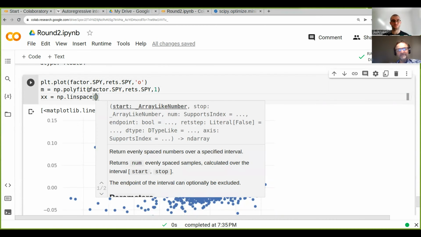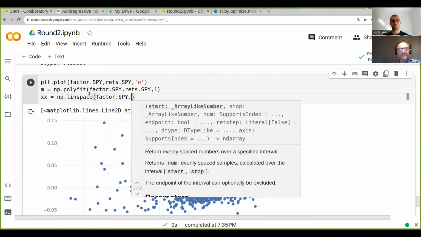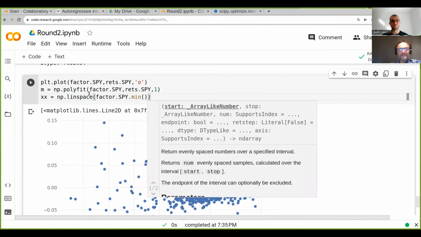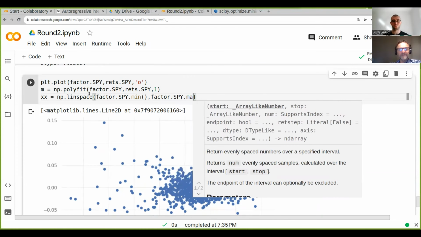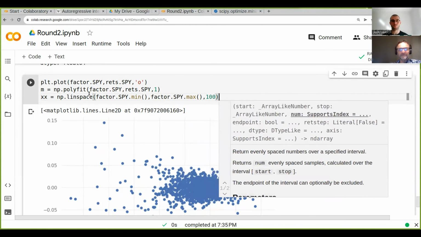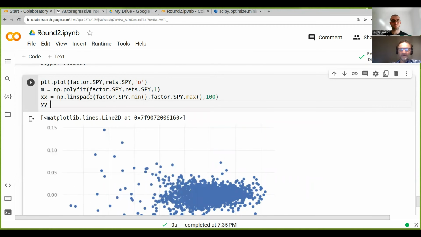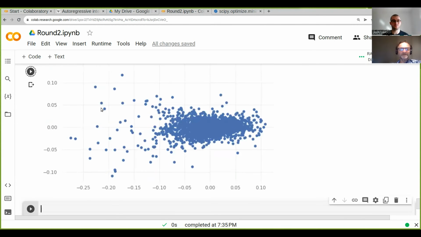np.linspace. Because the factor is our x value, we go factor.spy.min, factor.spy.max, and we want, say, 100 values. And then we go yy equals np.polyval of m and xx. So that basically gives us the y values, and then we go plt.plot xx, yy, and this is where we get our regression line.